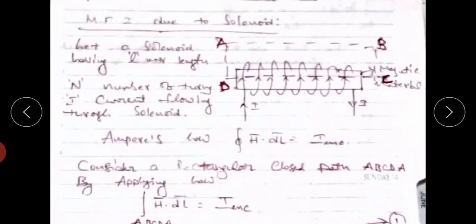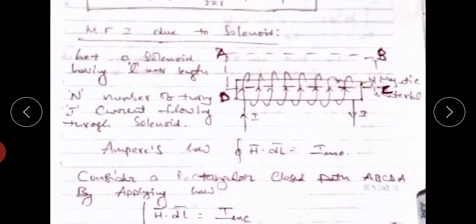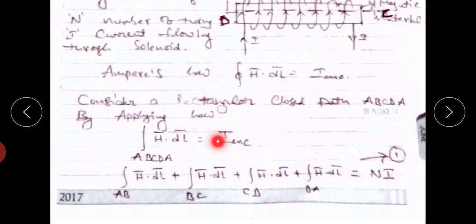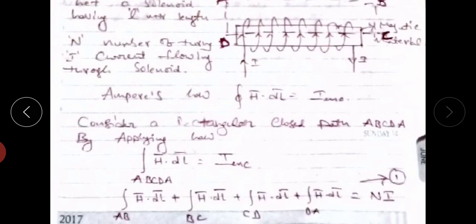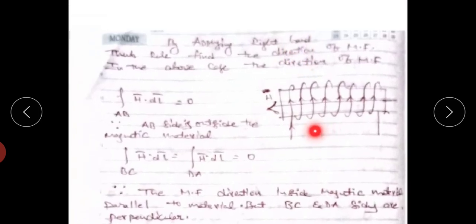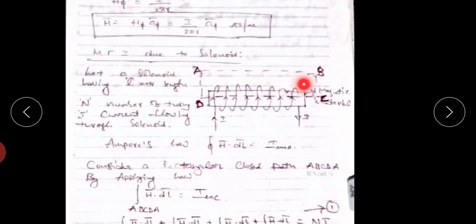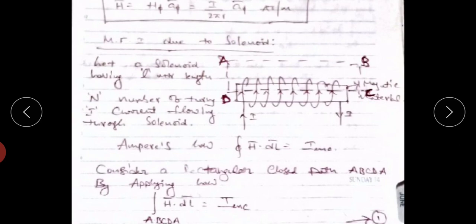Here for the I enclosed value, the solenoid has number of turns equal to N, and each turn carries current I. So in the closed path, N number of turns are enclosed. The current enclosed by the closed path equals N into I. So the I enclosed value equals N into I. If the number of turns equals 10 and current equals I, then the I enclosed value equals 10 into I.